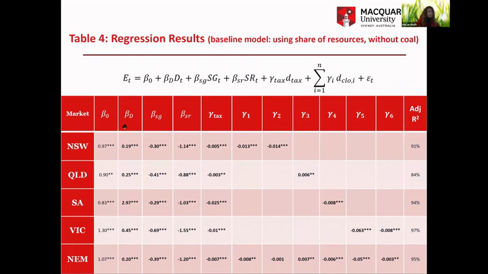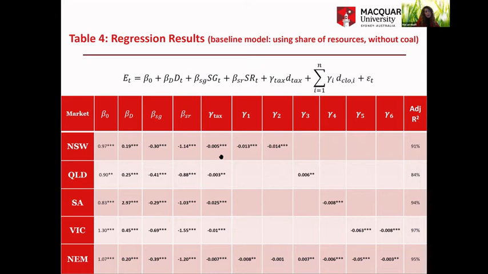As you can see, what we found is a positive relationship between demand and emission intensity in Australia. The main reason behind that is that it seems that in Australia, the peak demand is met by fossil fuel generation. So that's why we see a positive relationship. As we expected, an increase in the share of gas and an increase in renewable sources are the main factors explaining the reduction in emission intensity in all states.